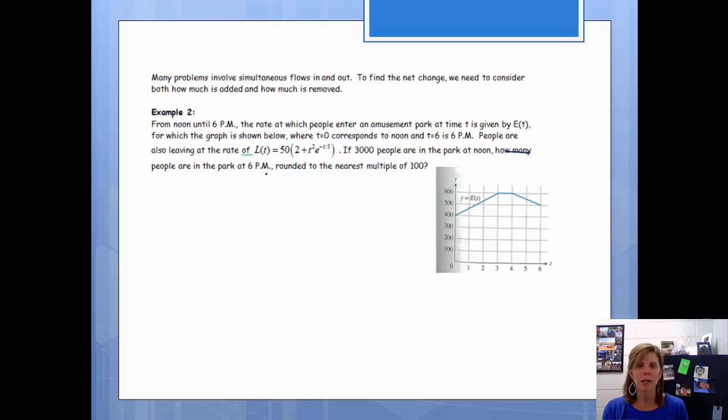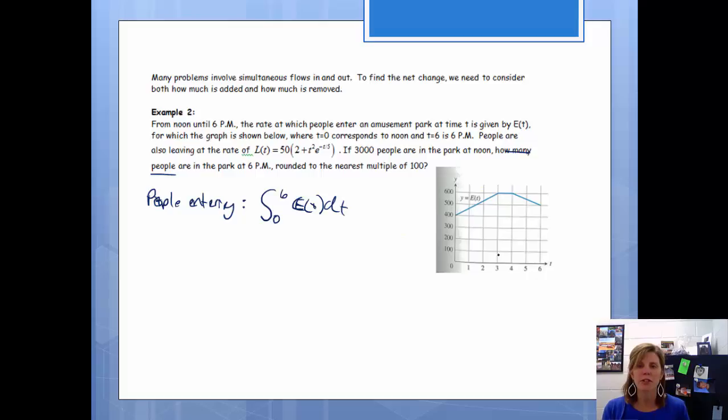So it's asking for how many people, and I notice for both of these, the E of t and the L of t, those are rates, so they would be people per hour, which means we're going to take the integral to figure out how many people. I'm just going to break this up into a 3-part problem and then show you how we could put it all together. First of all, let's figure out how many people are entering the park in that time frame. Entering the park would be the integral from 0 to 6 of E of t, because E of t is people per hour. If I take the integral of that, I'll just be left with people.